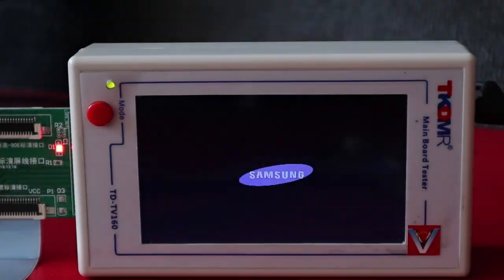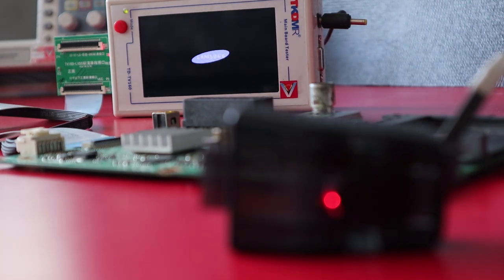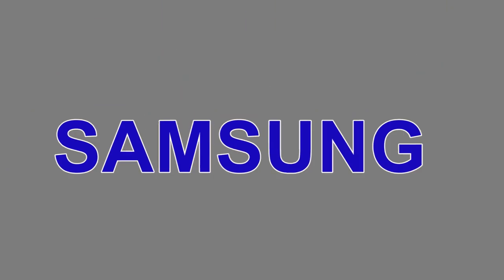In branded TVs like Samsung, the turning on and off problem can be fixed by easy repairing. Today's video is about SPI flash, NAND flash and EEPROM waveform testing and the method to solve the problem.